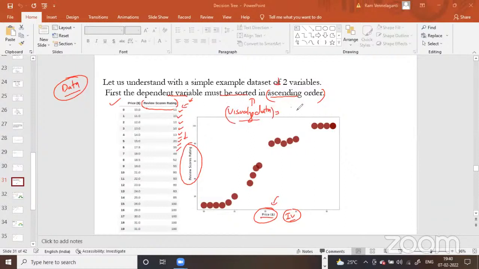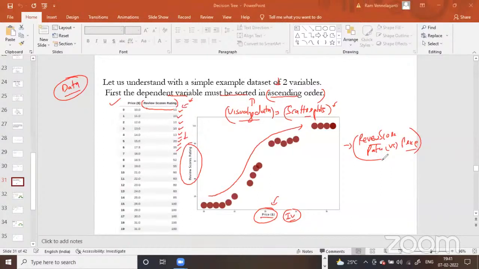Try to visualize our data using scatter plots. Try to do that. So this is how our data is looking. This is the data. You can call this visualization review score rating versus price. Now, what is the first thing you have to do always? Split your data. That is the fundamental thing.